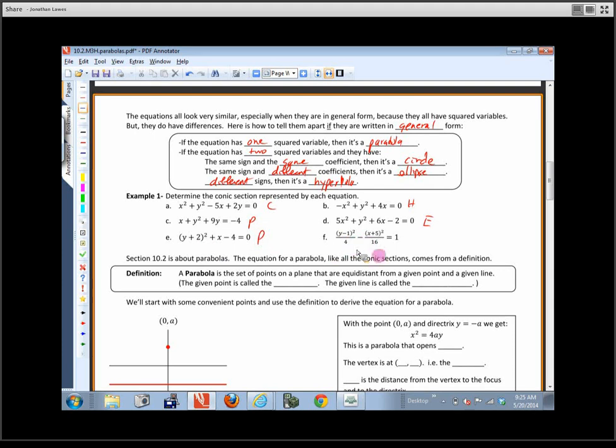And how about this ugly mess right here? What is it? Look really closely. Okay, what's the coefficient on the y squared? 1/4. What's the coefficient on the x squared? Negative 1/16. One's positive, one's negative because they have different signs. Got to be a hyperbola, okay? All right, any questions?